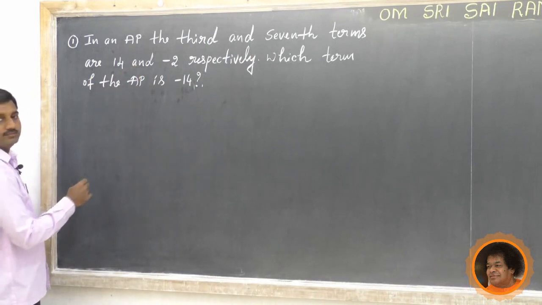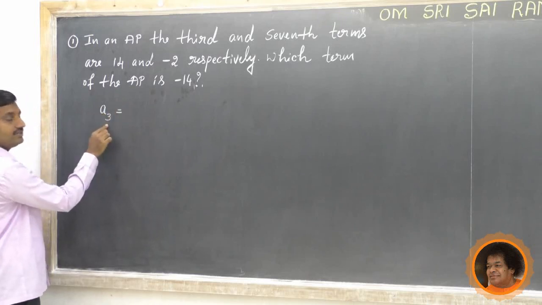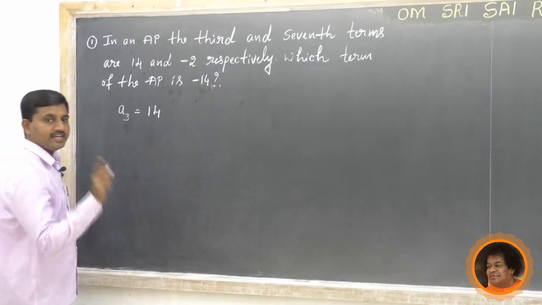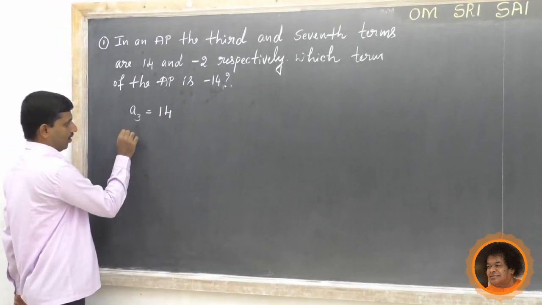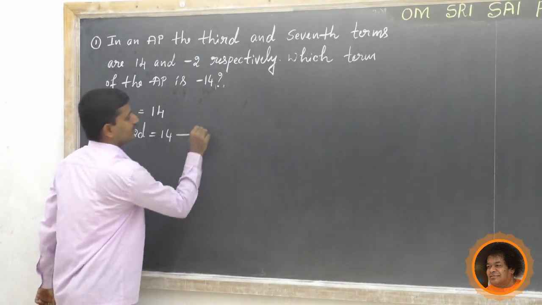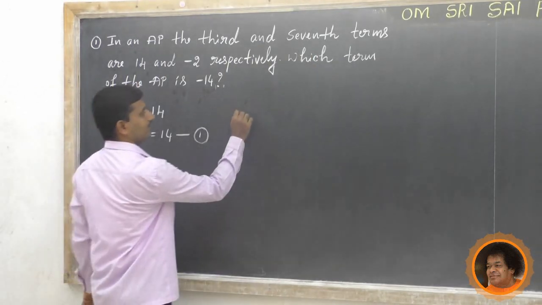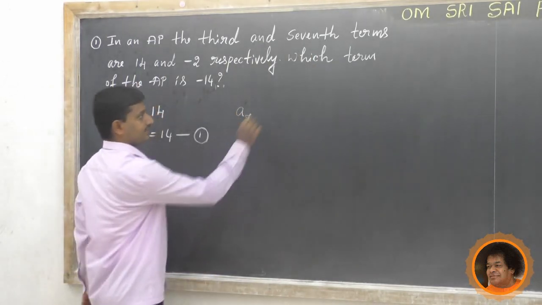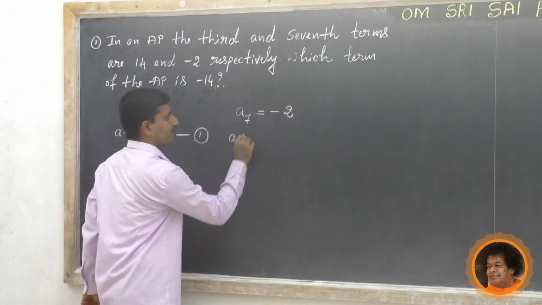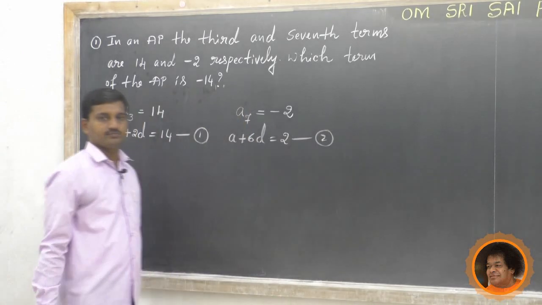So how to write the third term? Third term can be written as a3. So a3, third term, is 14. Here n equal to 3, so a plus n minus 1 into d, or a plus 2d equal to 14. So this is equation number 1. And what about the second one? Seventh term is a7. a7 equal to minus 2. How to write the a7? a7 means a plus 6d equal to minus 2. So that is the second equation.